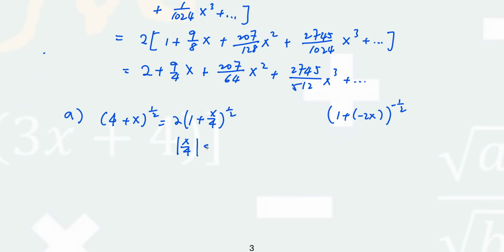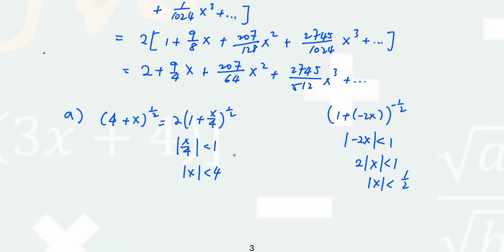So I will just write modulus x over 4 less than 1. This one is modulus of negative 2x less than 1. Then now modulus x less than 4. So from here, 2 modulus x less than 1. That means modulus x less than half.